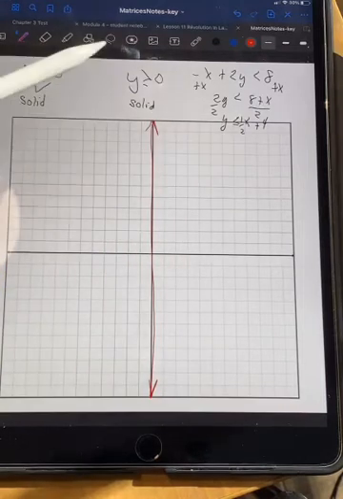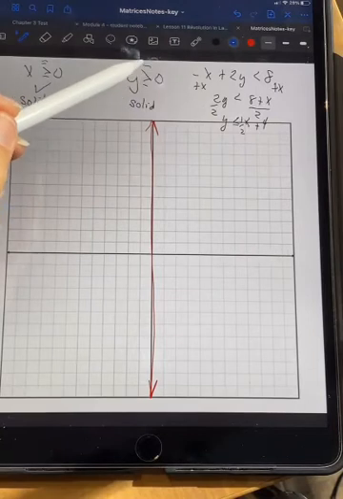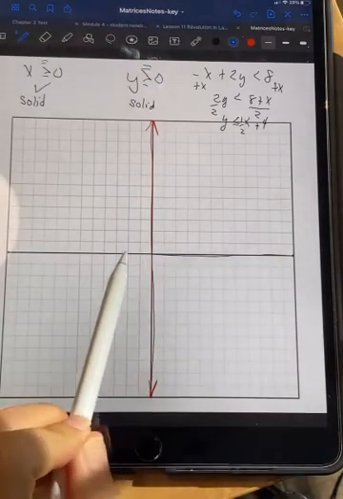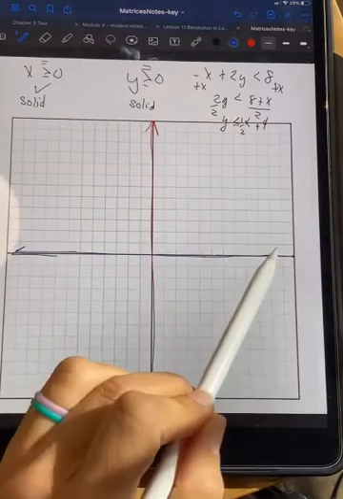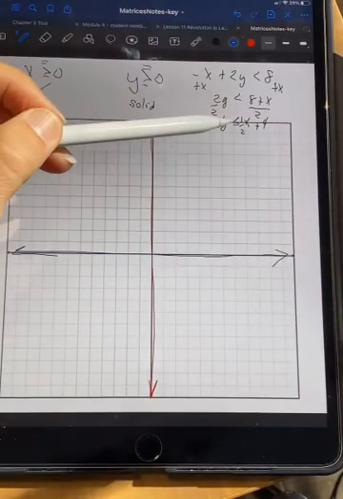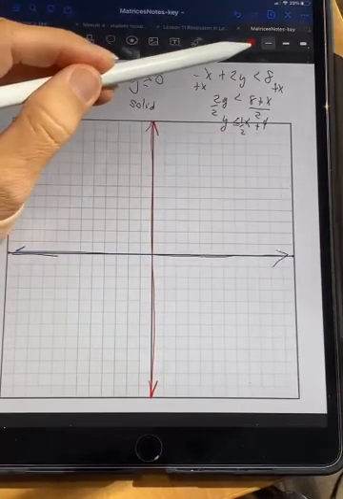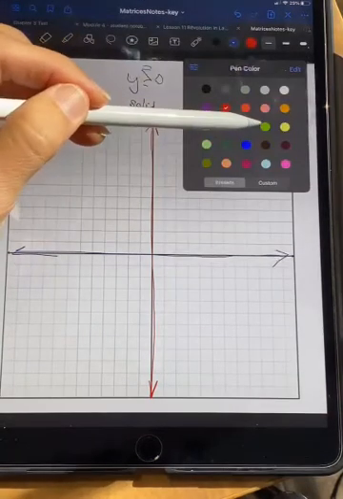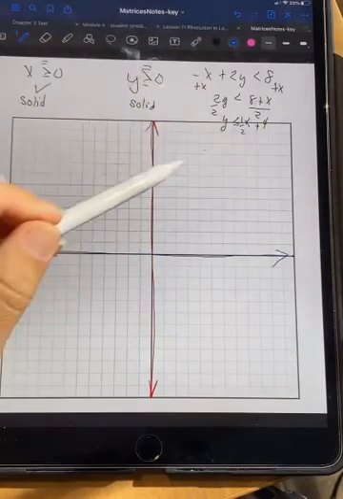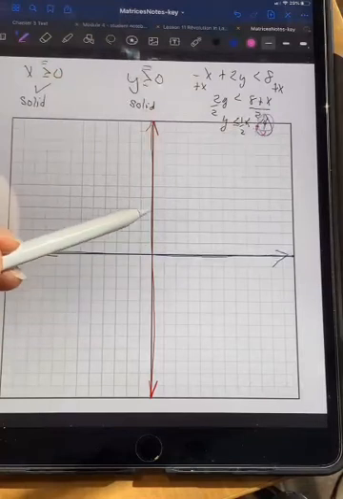I'm going to use a blue line for y is equal to 0. If y is equal to 0, we're going to have the x-axis. Okay, so now I have this new one. Y is less than 1/2 x plus 4. So let's switch and we'll do a pink. Okay, so I've got my intercept is going to be at 4. 1, 2, 3, 4.